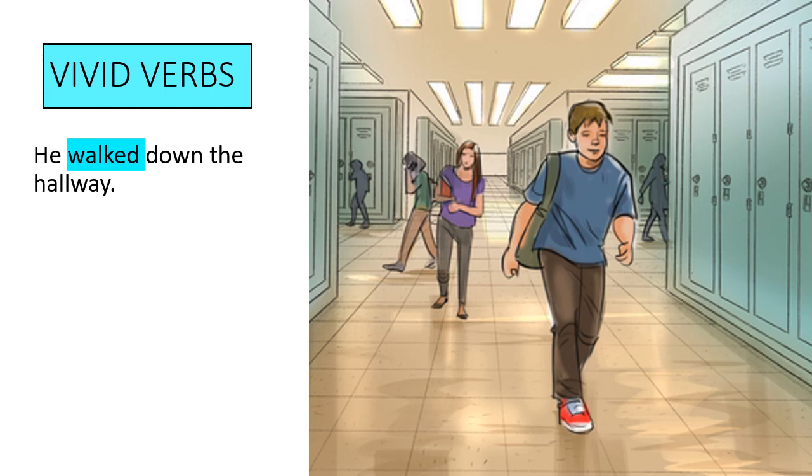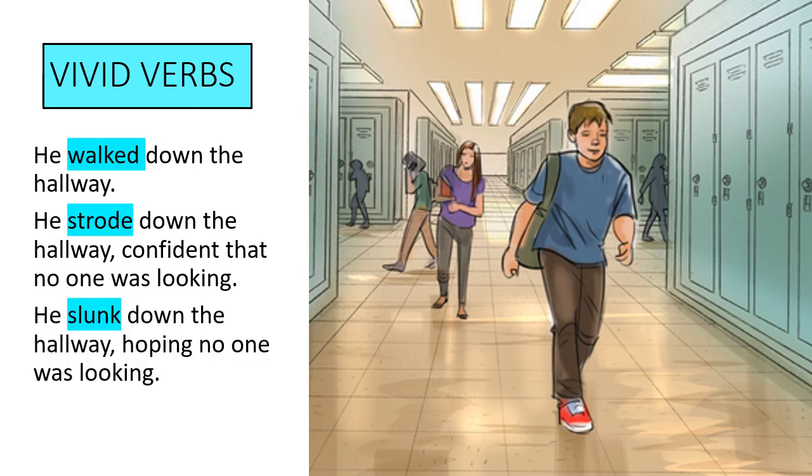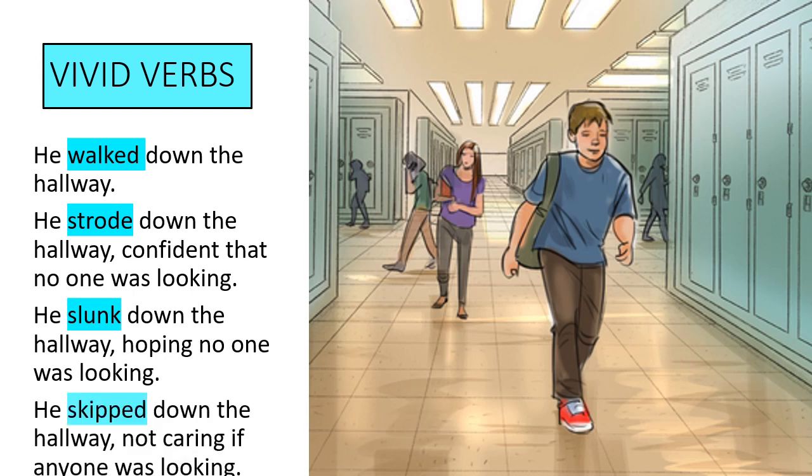Another technique is to use vivid verbs. Let's say you're writing a story about a boy at school, and you could say he walked down the hallway. But you could also describe how he walked by choosing a different verb. You could say he strode down the hallway, confident that no one was looking. Or he slunk down the hallway, hoping no one was looking. Or he skipped down the hallway, not caring if anyone was looking. These give very different ideas, and give you a lot of information about how that character is doing the action. They describe the way it's being done.